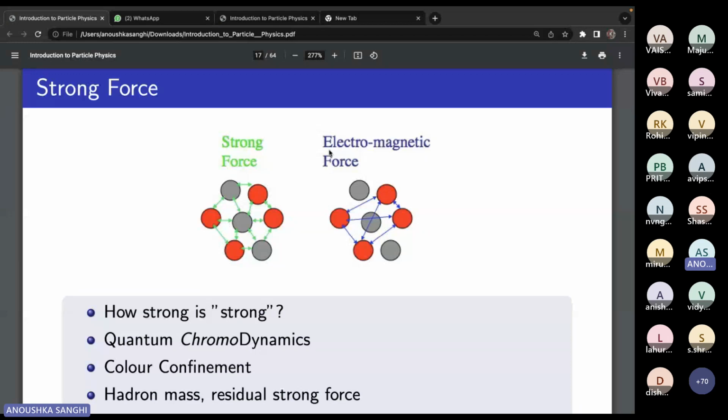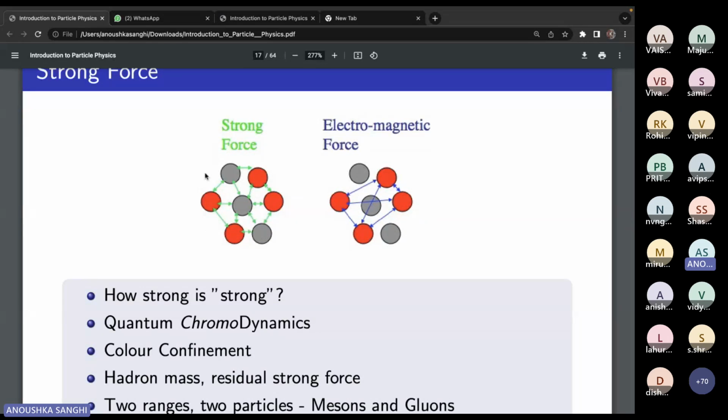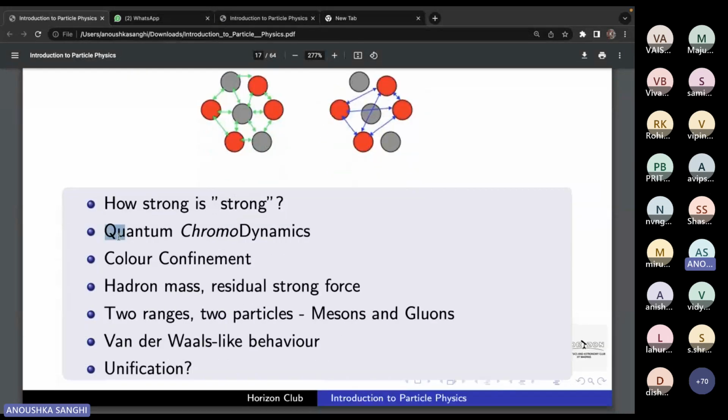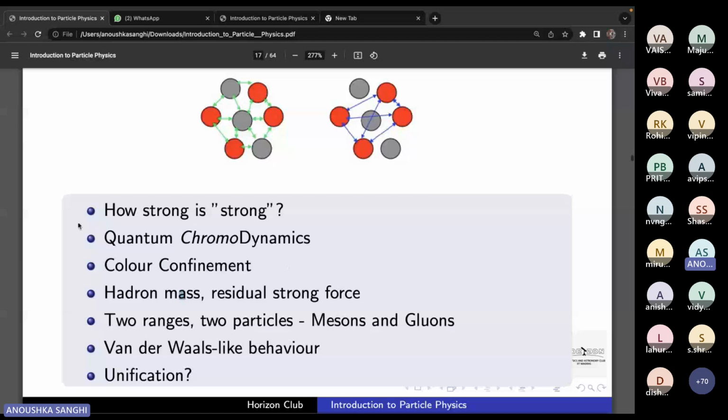So it's way stronger. That's why the concept of strong force is very important, that how strong we define it, with respect to what, right? So yeah, it's way stronger. And there are also some things written, like unification, wonderful behaviors and color confinement. I'll be explaining everything under this topic, quantum chromodynamics.